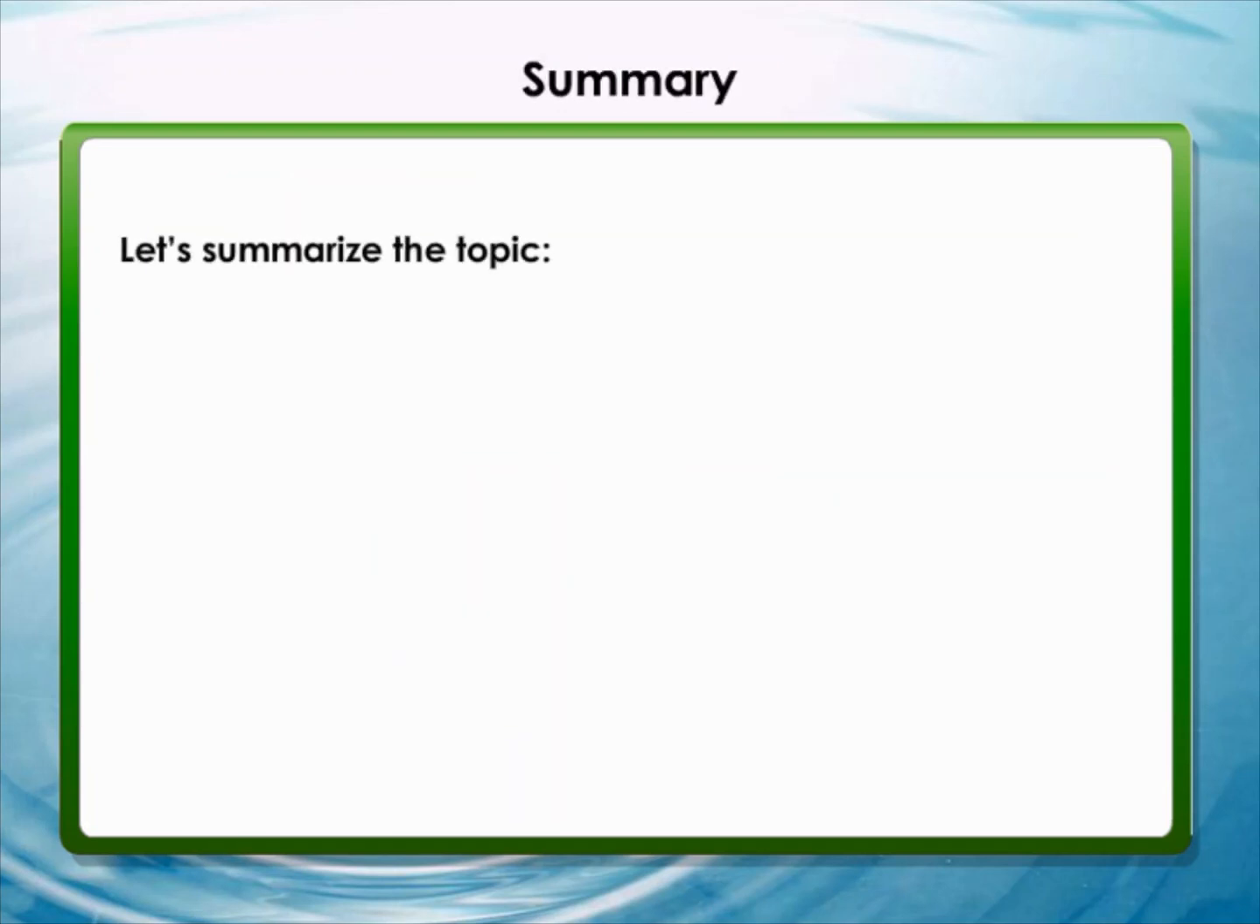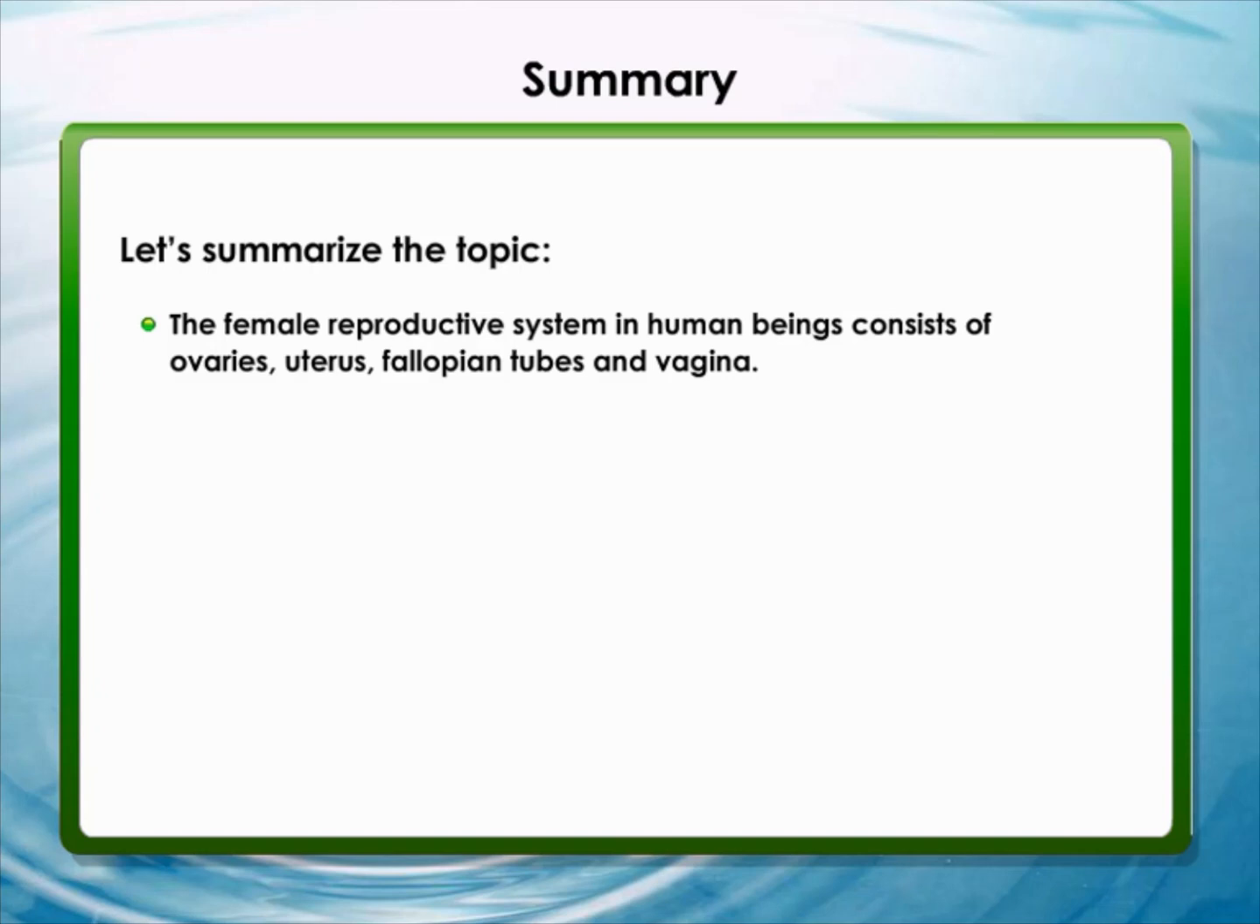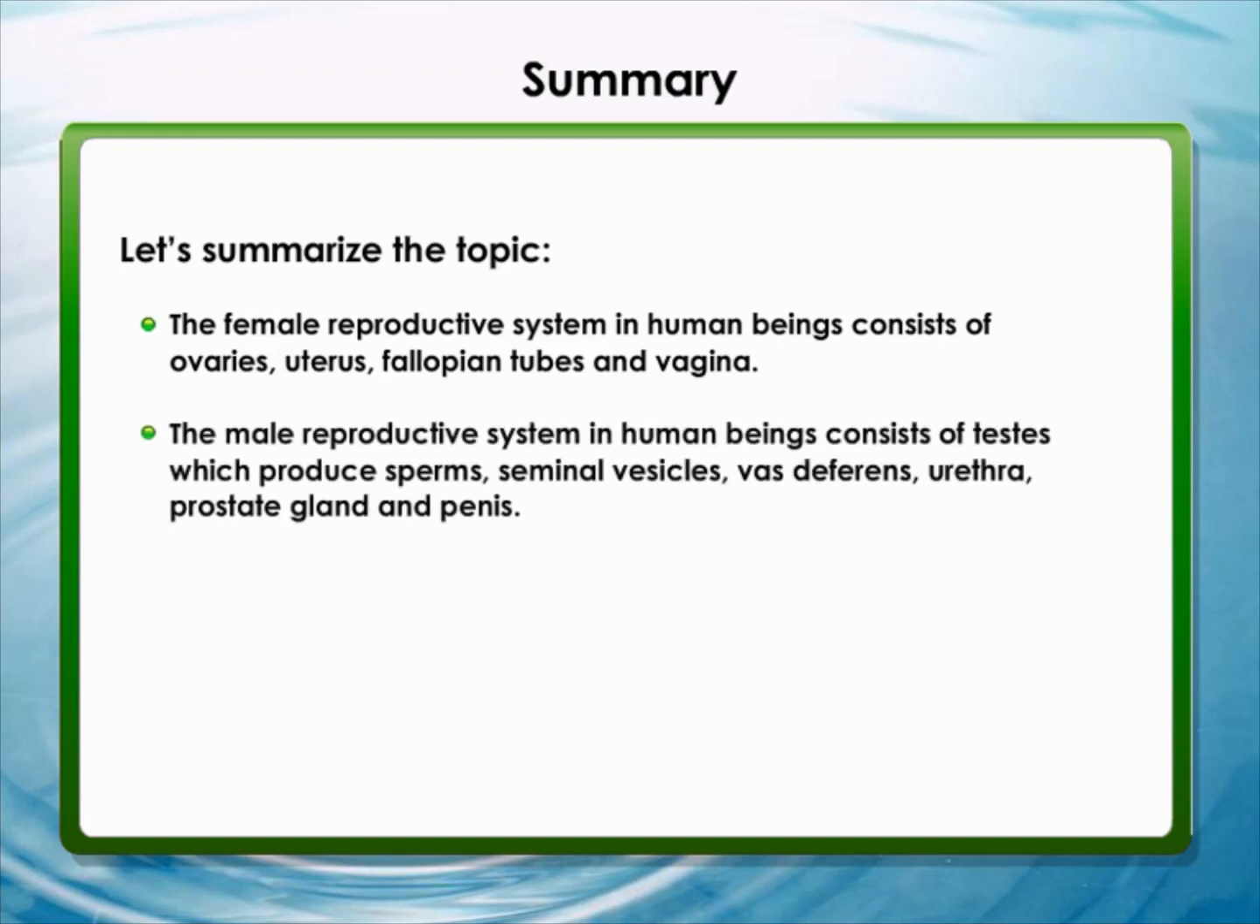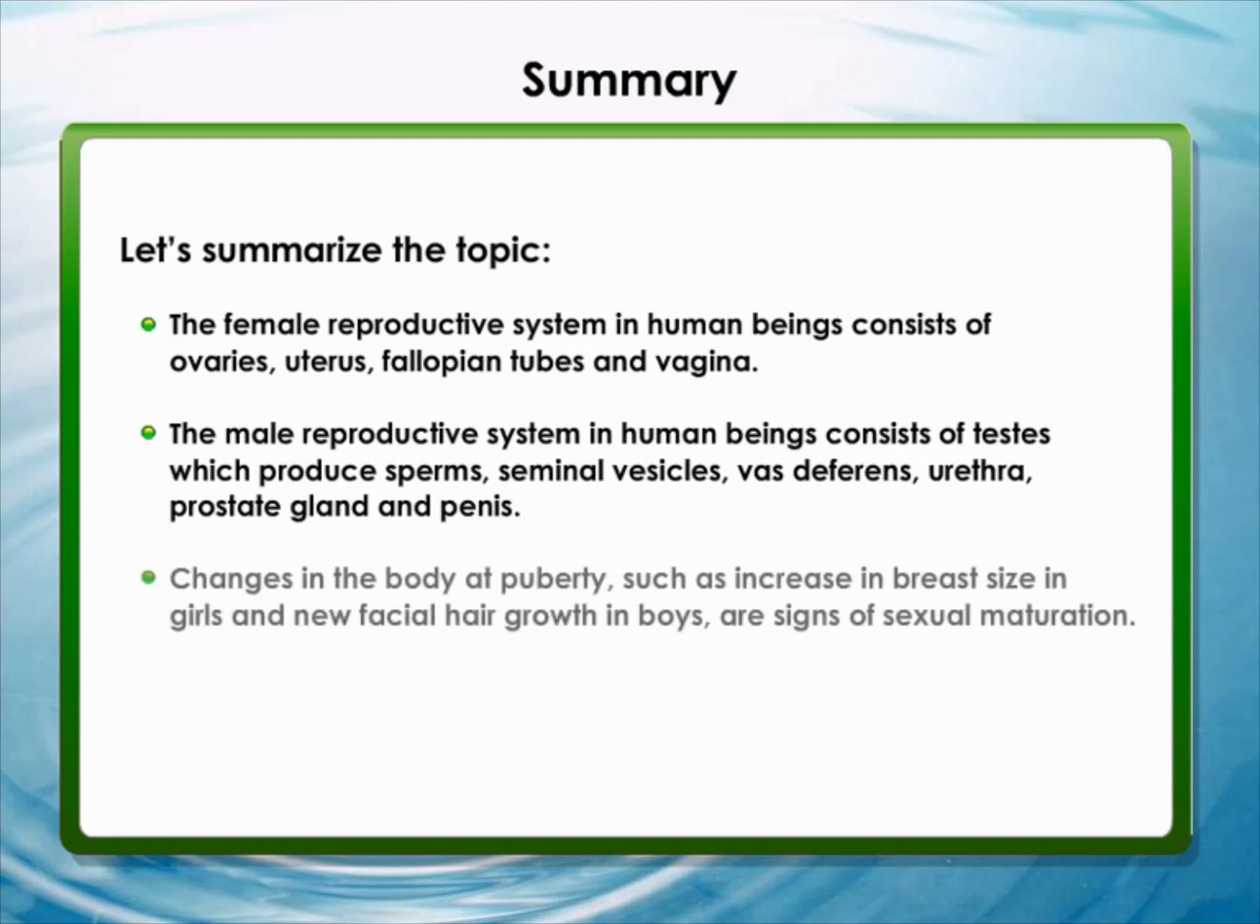Summary. Let's summarize the topic. Today we have learned that the female reproductive system in human beings consists of ovaries, uterus, fallopian tubes, and vagina. The male reproductive system in human beings consists of testes, which produce sperms, seminal vesicles, vas deferens, urethra, prostate gland, and penis. Changes in the body at puberty, such as increase in the breast size in girls and new facial hair growth in boys, are signs of sexual maturation.